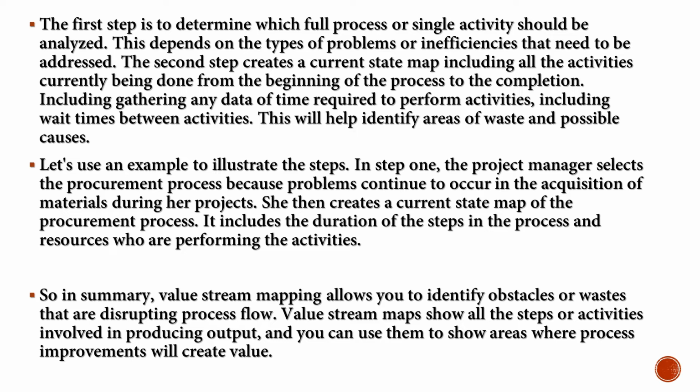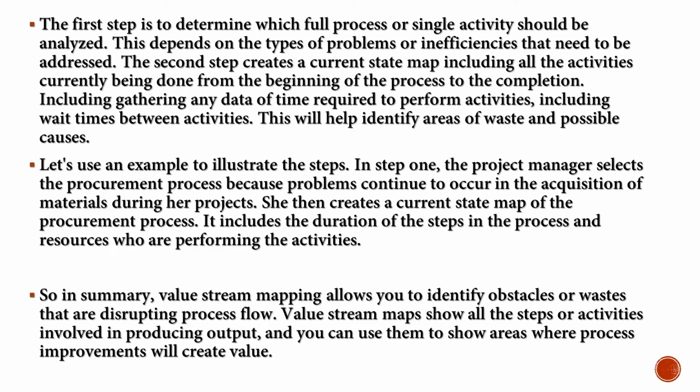So now let's use an example to illustrate the steps. In step 1, the project manager selects the procurement process because problems continue to occur in the acquisition of materials during her projects. She then creates a current state map of the procurement process. It includes the duration of the steps in the process and the resources who are performing the activities.